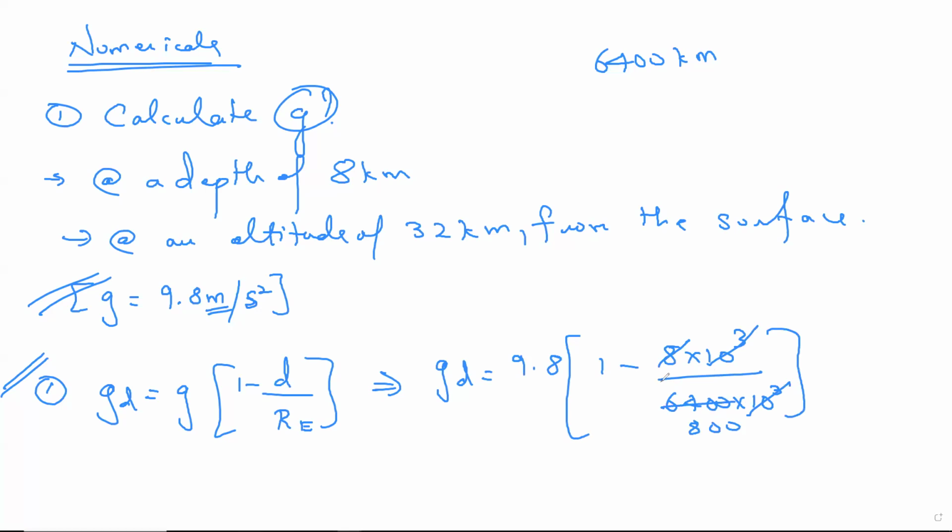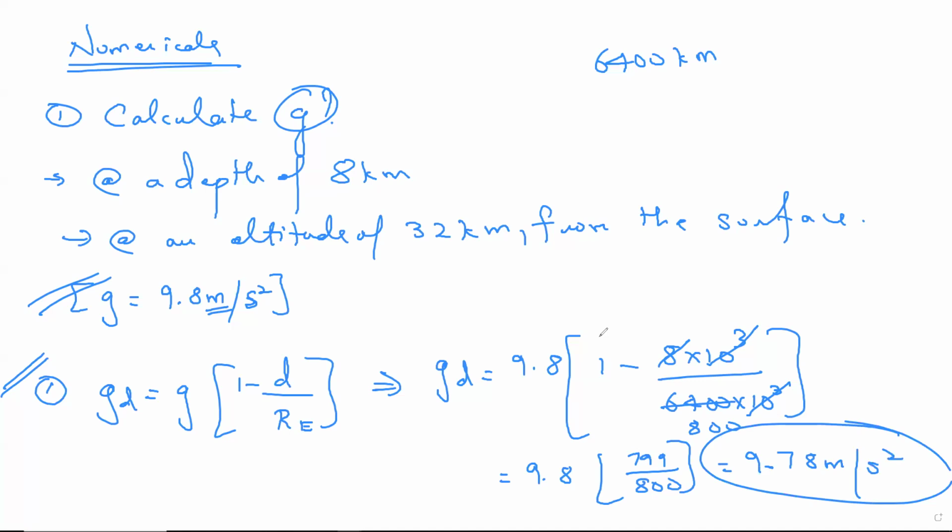So if you do the math here, it'll be 9.8 into, 800 is the LCM, 800 minus 1, which is nothing but 799 divided by 800. Fine. After this point, please use a calculator. 799 divided by 800, the answer is 0.99 into 9.8. So the final answer after using a calculator is nothing but 9.78 meters per second square. Okay, this is what I'm getting for the first one. Very important question this is.